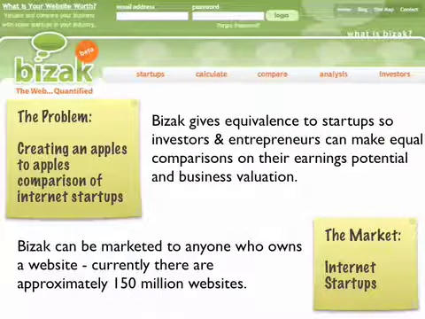Solving the problem. Bizak creates a level playing field for the valuation of internet startups. Bizak gives equivalence to startups so investors and entrepreneurs can make equal comparisons on their earnings potential and business valuation. The market? Bizak's market is internet startups. In theory, Bizak can be marketed to anyone who owns a website. Currently, there are approximately 150 million websites.